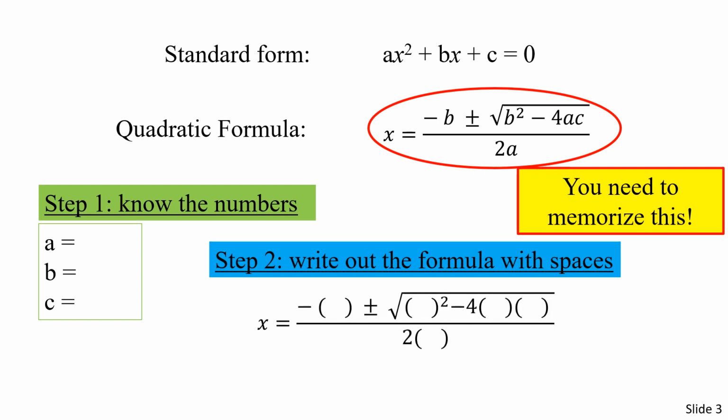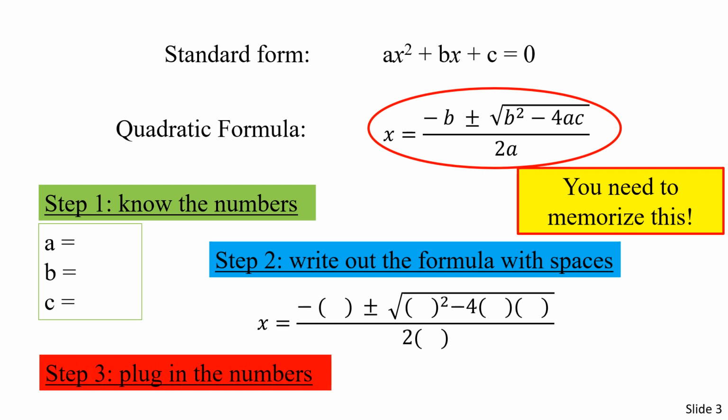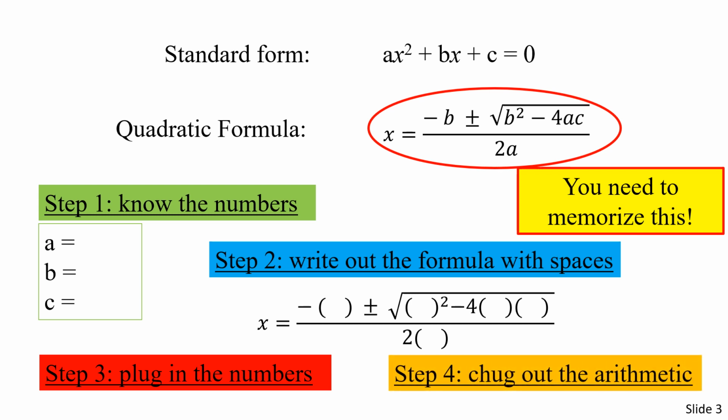So I'm going to write it as negative parentheses, which is the b, plus or minus the square root of parentheses b squared minus 4 parentheses a, parentheses c, all over 2 parentheses a. So I write it out with the spaces, and then I fill the spaces in. Plug in the numbers, and then chug out the arithmetic. The algebra is knowing the formula and what goes where. The rest of it is arithmetic.